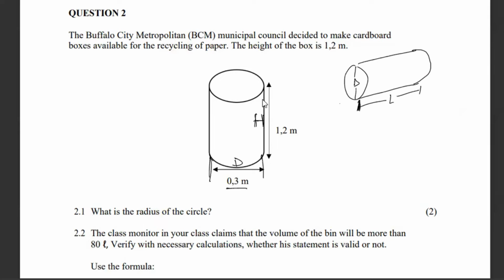Okay, let's go on and see. What is the radius of the circle? Radius, remember, is half of the diameter. Half of the diameter, which will become 1 out of 2 times our 0,3. And I believe you get 0,15.